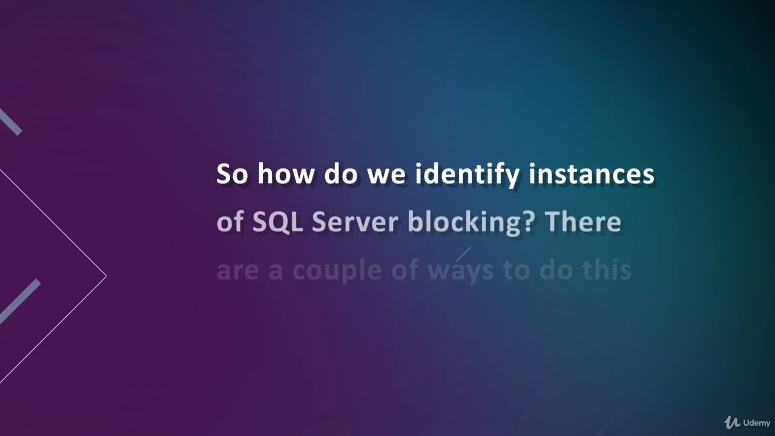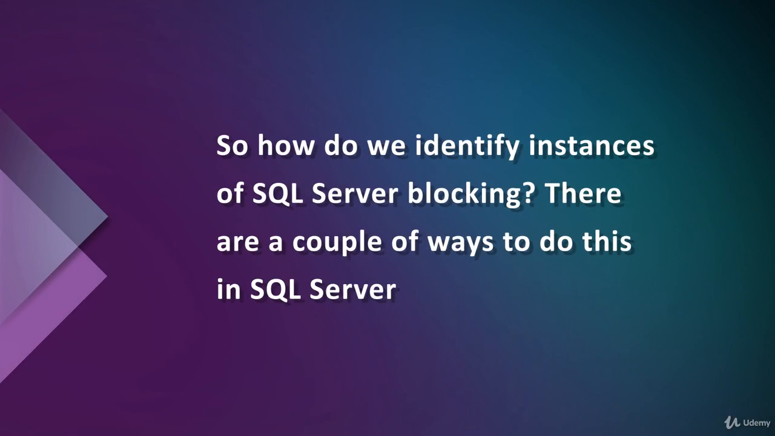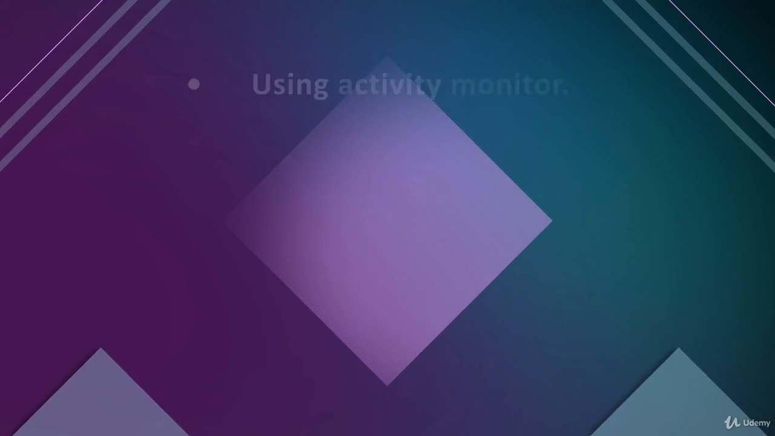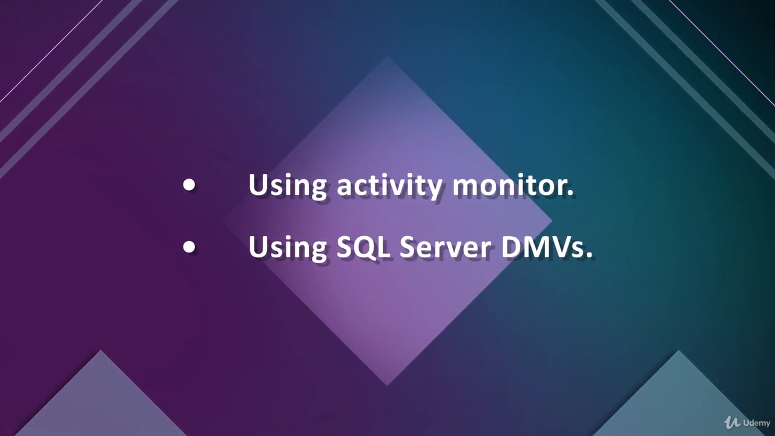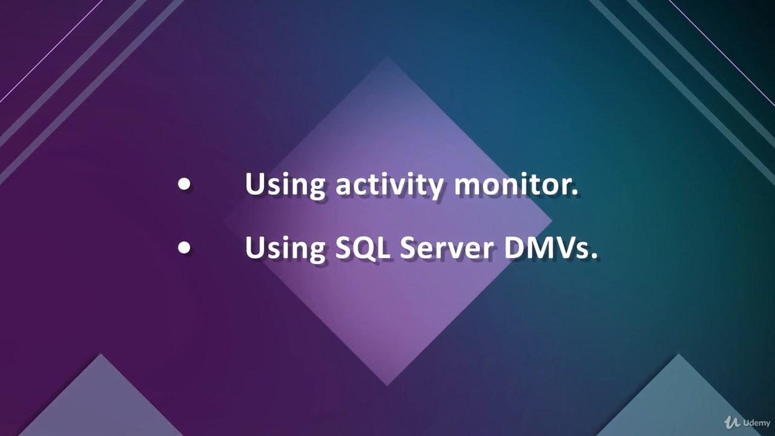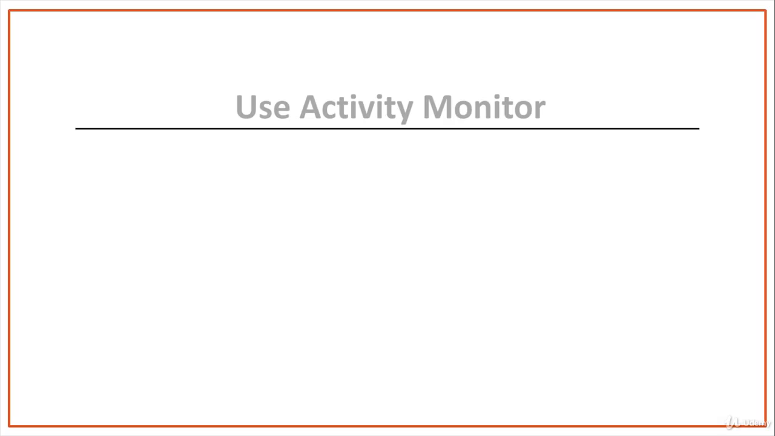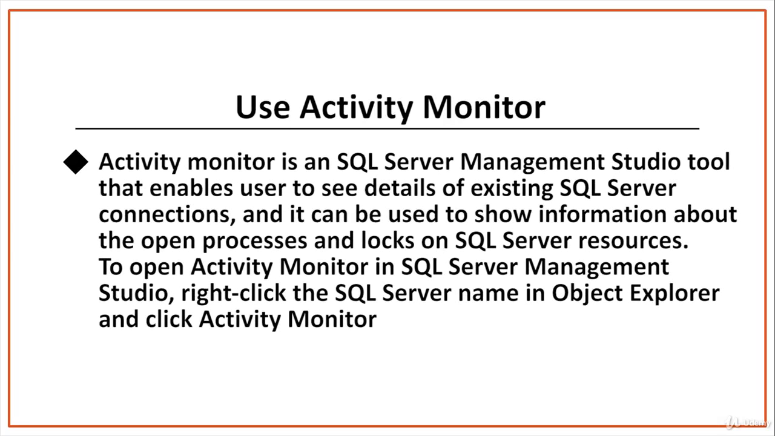So, how do we identify instances of SQL Server blocking? There are a couple of ways to do this in SQL Server. First is using Activity Monitor, and second is using SQL Server DMVs. Activity Monitor is an SQL Server Management Studio tool that enables users to see details of existing SQL Server connections, and it can be used to show information about the open processes and locks on SQL Server resources.